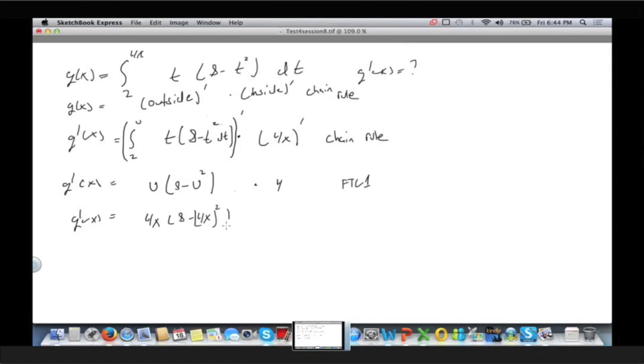Okay, those are good parentheses. Good. Okay, that's correct. Just to make sure this is correct for your notes, go back up to the third line. There should be a right parenthesis after the 8 minus t squared. 8 minus t squared, then a right parenthesis, and then the dt.